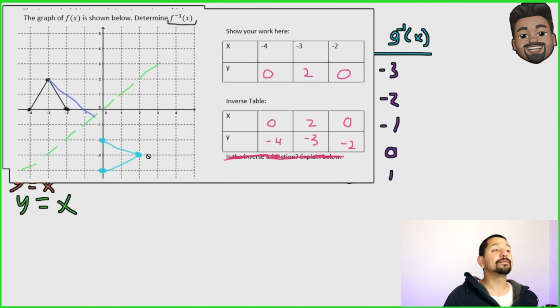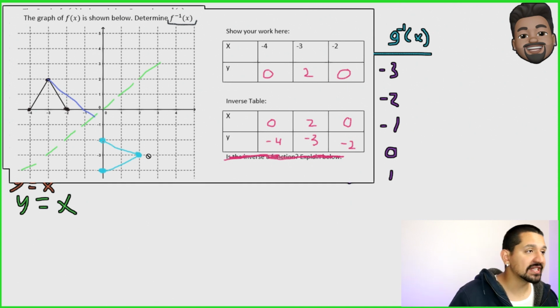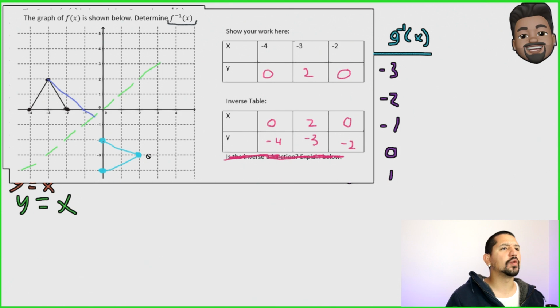So hopefully you guys enjoyed. This is going over an introduction to inverse functions. Next week, we'll take a look at, well, how the heck do you work with equations?